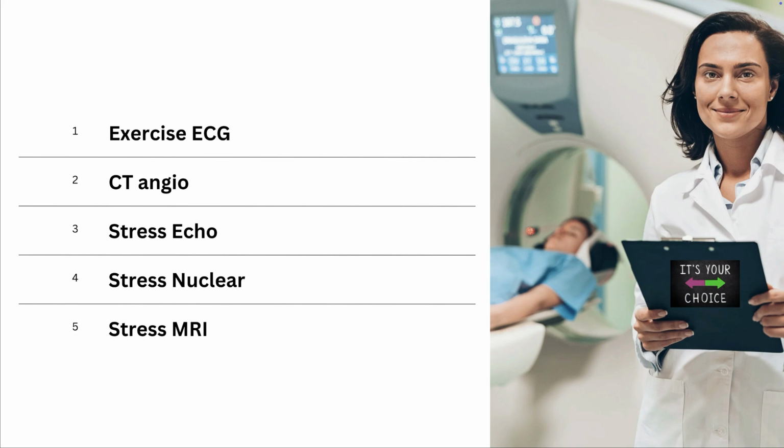What should we do? What's the best imaging test for these patients? We have 5 tests: exercise ECG, CT coronary angiography, stress echo, nuclear testing, and cardiac MRI. Of course, the best test depends on your choice at the end of the day, considering the locally available resources, the access to these tests, and the patient's preferences.